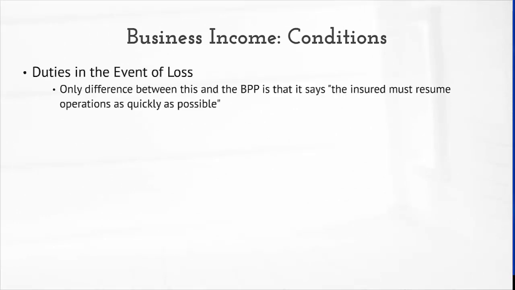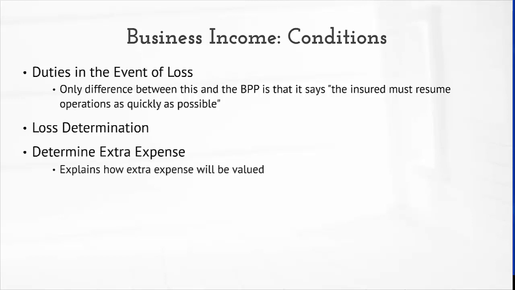Now let's discuss conditions of the business income forms. First of all, duties in the event of loss. The only difference between this and the BPP is that it says the insured must resume operations as quickly as possible. The loss determination condition contains several parts. The first part lists factors that will be taken into account to determine the insured's income loss: the net income before the loss occurred, the likely net income if no loss had occurred, operating expenses, including payroll, that are necessary to resume operations at the same level of service that existed before, and other relevant sources of information.